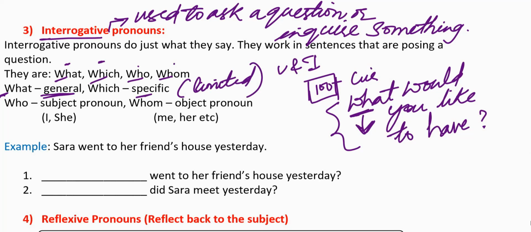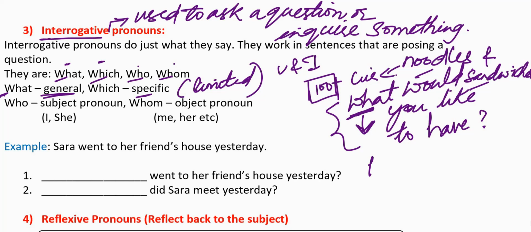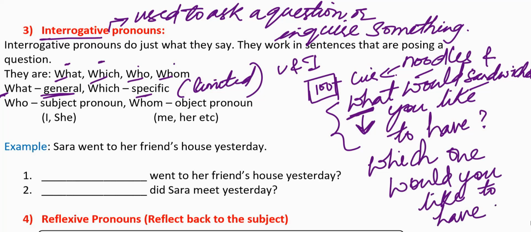Let's take the same situation. The waiter comes to us and says, sorry, it's the closing time, we are left with noodles and sandwiches. So now the options have become limited. Earlier you had 100 plus options, so you used what, but now you have just two options, or the options here are limited. Then I will ask you, which one would you like to have, whether you would like to have noodles or sandwiches? Which one would you like to have? So when do you use which?